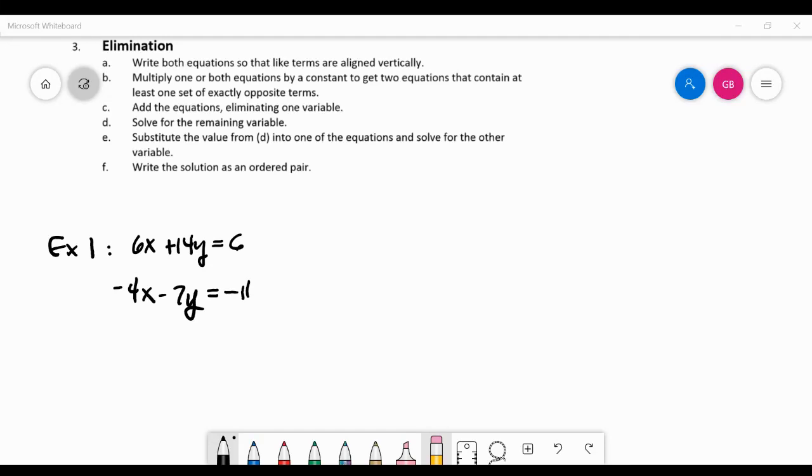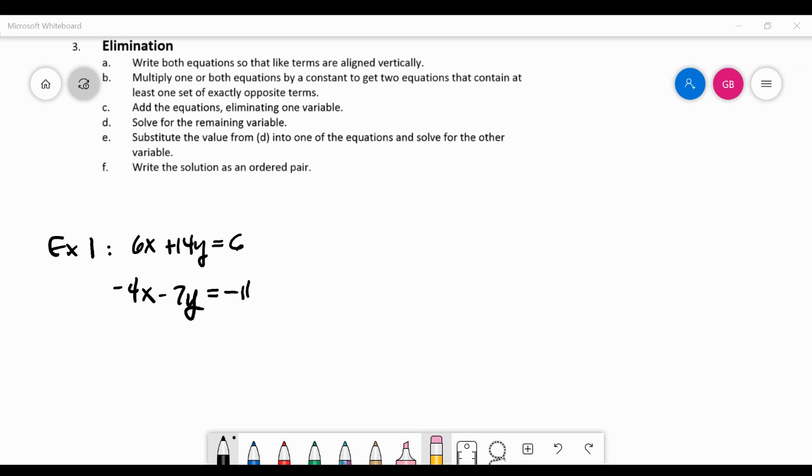Okay, in this video, I'm going to show you how to solve systems of equations by elimination. First, you want to write your equation so that the terms align vertically. So notice how the x's and the x's are lined up, the y's are lined up, and then the constants are also lined up. Then we're going to look for something to eliminate.